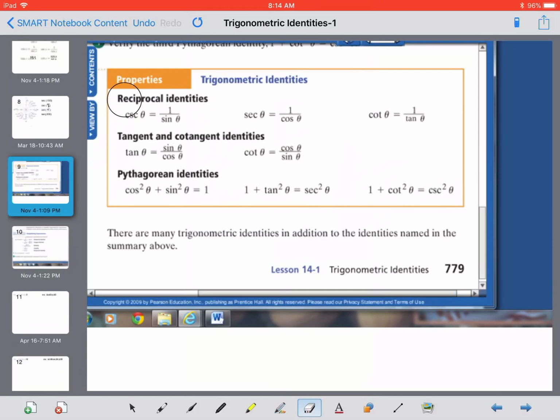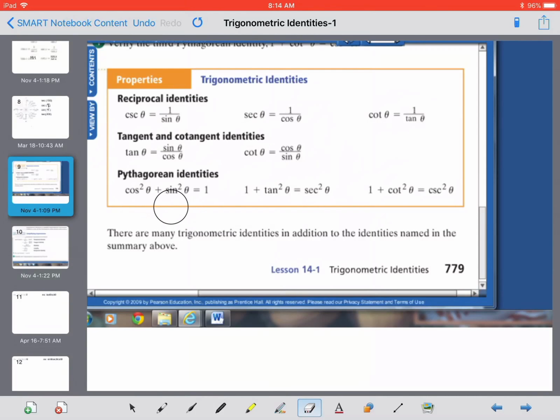So remember, in the other video, cosecant is 1 over sine. Secant is 1 over cosine. Cotangent is 1 over tan, but I would definitely use cotangent is cosine over sine. Tangent is sine over cosine. Okay, and then we also have these Pythagorean identities.